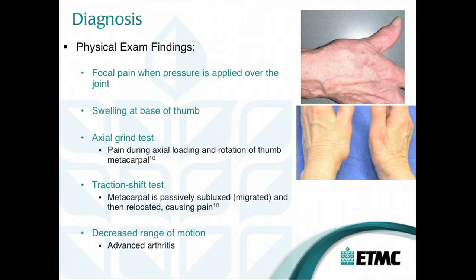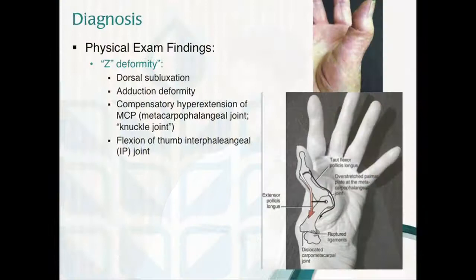The other one is the traction shift test. This is when the examiner takes the metacarpal, which is over here, and moves it back and forth around this joint and then puts it back in place. And that can cause pain. And in the setting of more advanced arthritis, there's actually decreased range of motion. So the patient may have difficulty bringing the thumb towards the base of the pinky, for example.